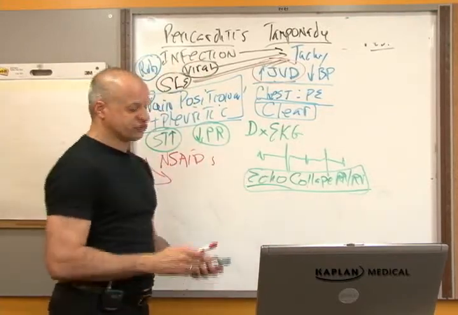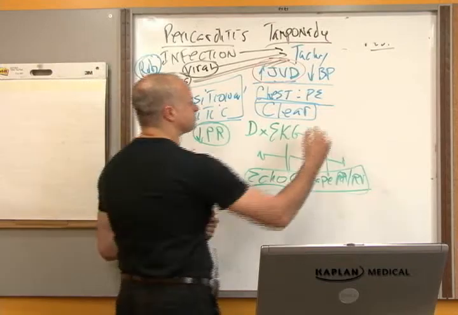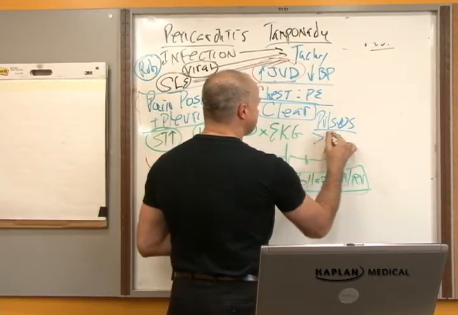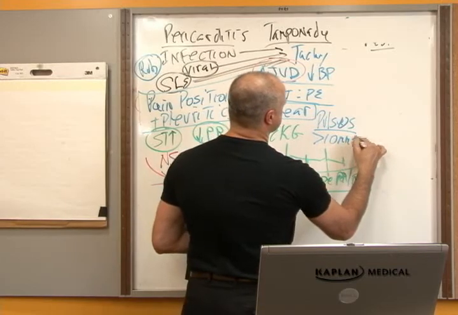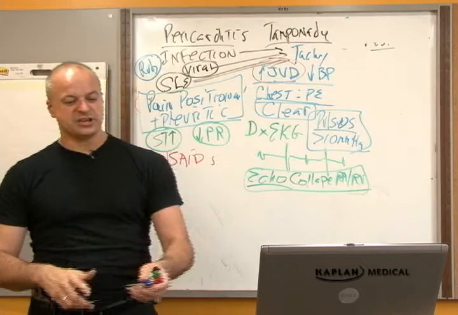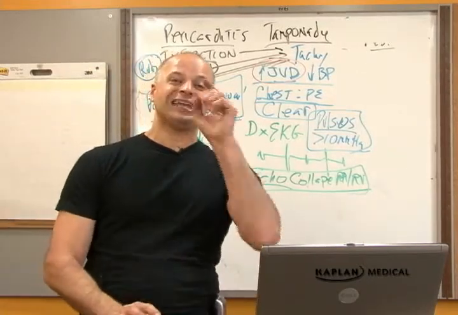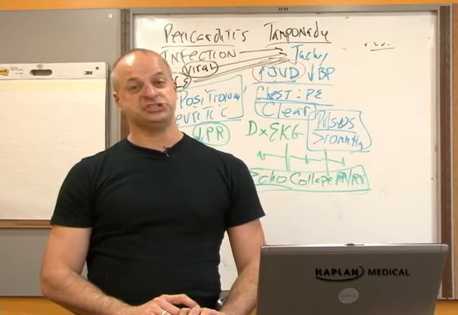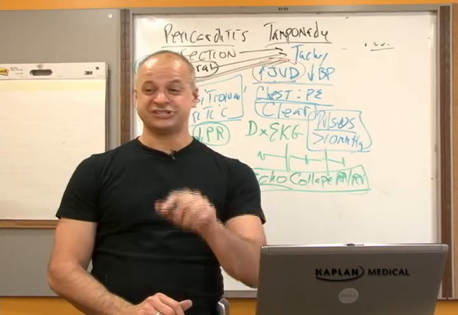EKG shows electrical alternans. What's the difference between this and the other things? Pulsus paradoxus. A pulsus paradoxus is a greater than 10 millimeter of mercury decrease in blood pressure on inhalation. When you breathe in, what happens to your blood pressure? Decreases, but it doesn't decrease more than 10 millimeters.